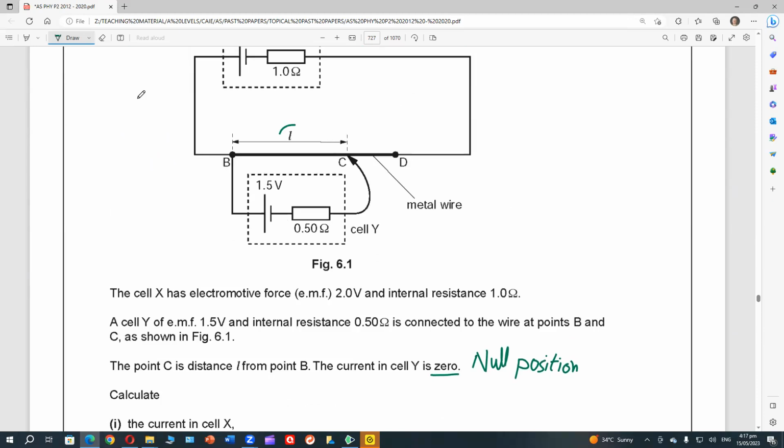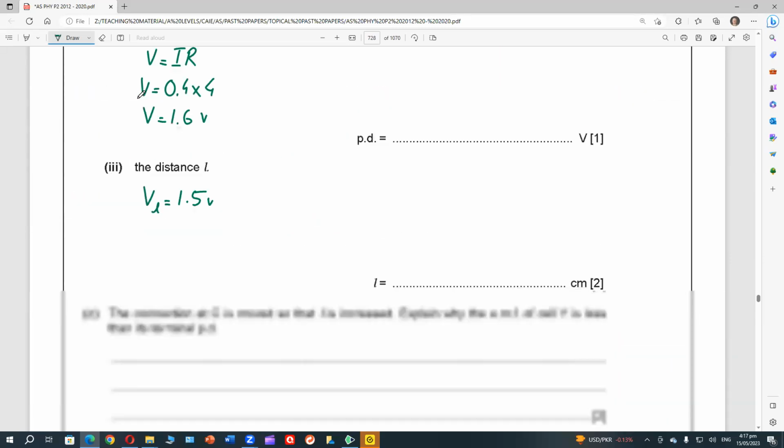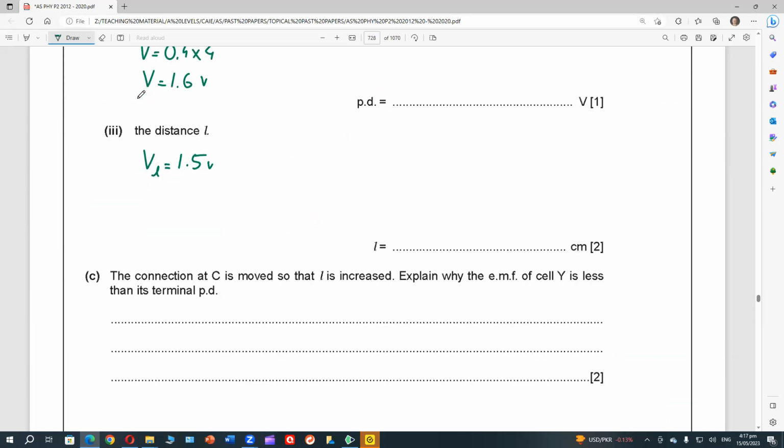We have already calculated that total voltage coming here is 1.6 volt. And on this length, it is 1.5 volt. So we can put a ratio to find the answer. How can I put the ratio? On 1.6 volt, it would be 100 centimeters, so 1.5.